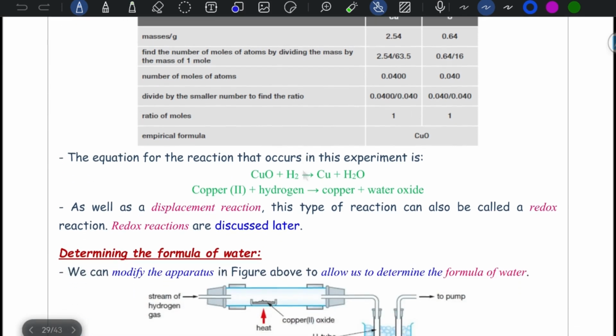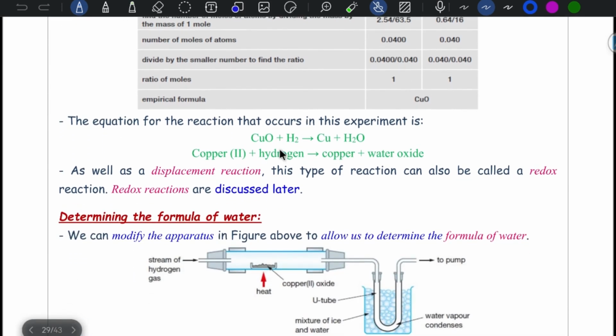The equation for the reaction is CuO plus H2 gives Cu plus H2O. This is considered a displacement reaction because hydrogen displaced copper, and it's also a redox reaction. Copper lost oxygen, so it's reduced, and hydrogen gained oxygen, so it's oxidized.